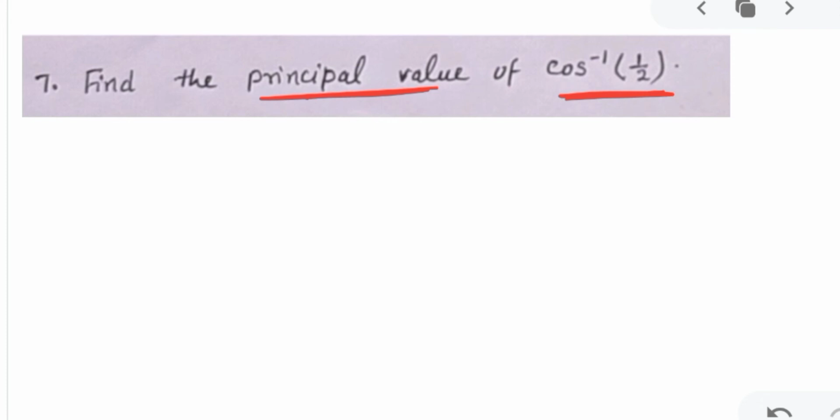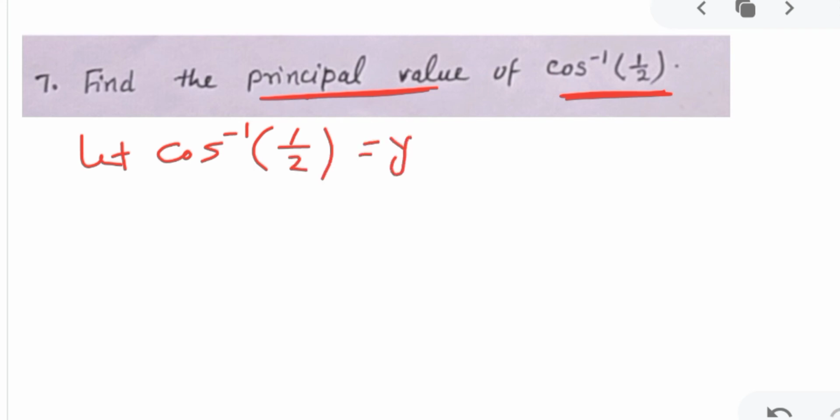So how are we finding the principal value? Here, cos inverse 1 upon 2, I will take as y.